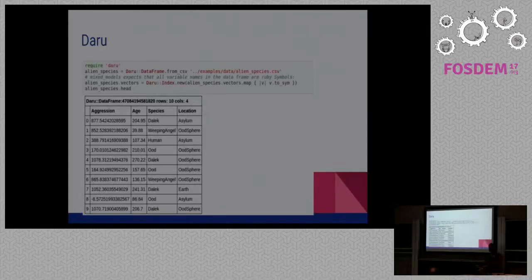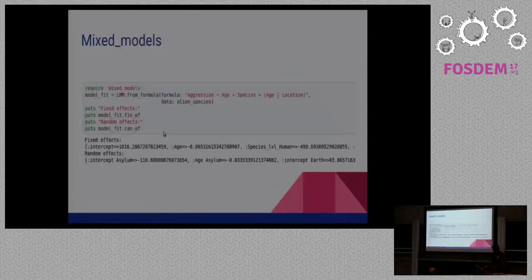Next, Daru. Daru is what Pandas is for SciPy. It helps you load data into a data frame from, say, an Excel file or CSV files or TSV files, and then you can analyze this data. So in this code, what I've done is that I simply require Daru. In the second line, I load this data from alien_species.csv, and next I create a vector, and I just show this data frame.